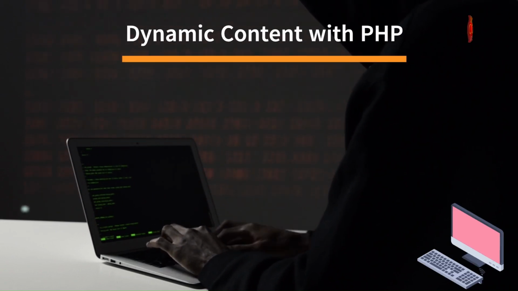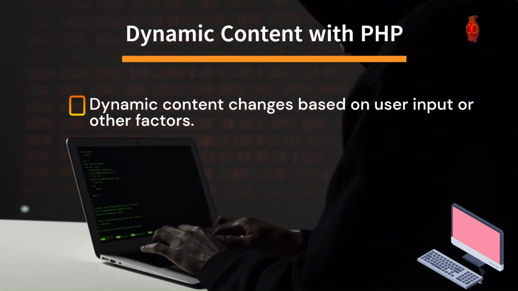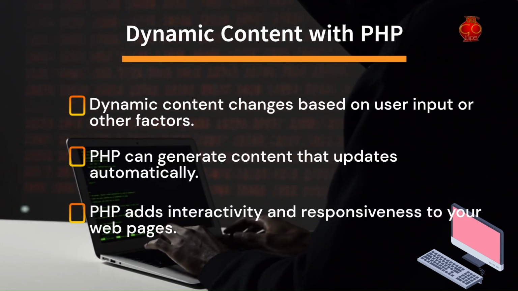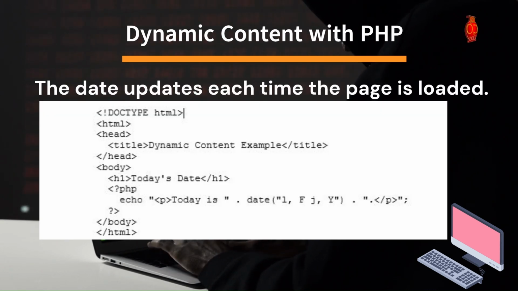Dynamic content means the content of your web page can change based on user input or other factors. PHP can generate content that updates automatically. In this example, PHP is used to display the current date, which updates each time the page is loaded.